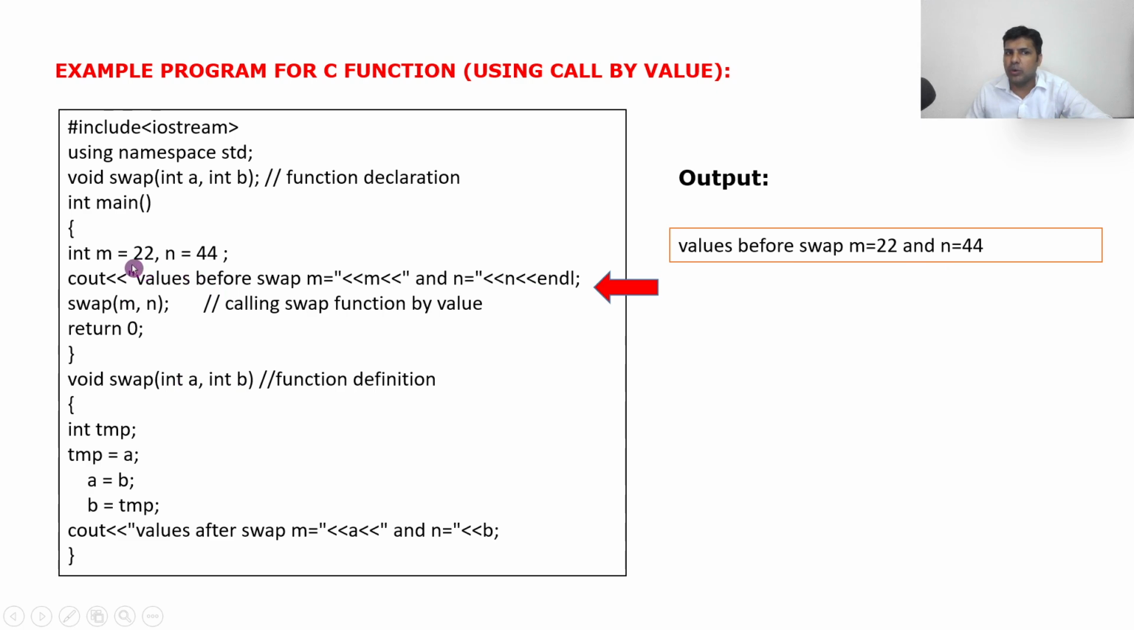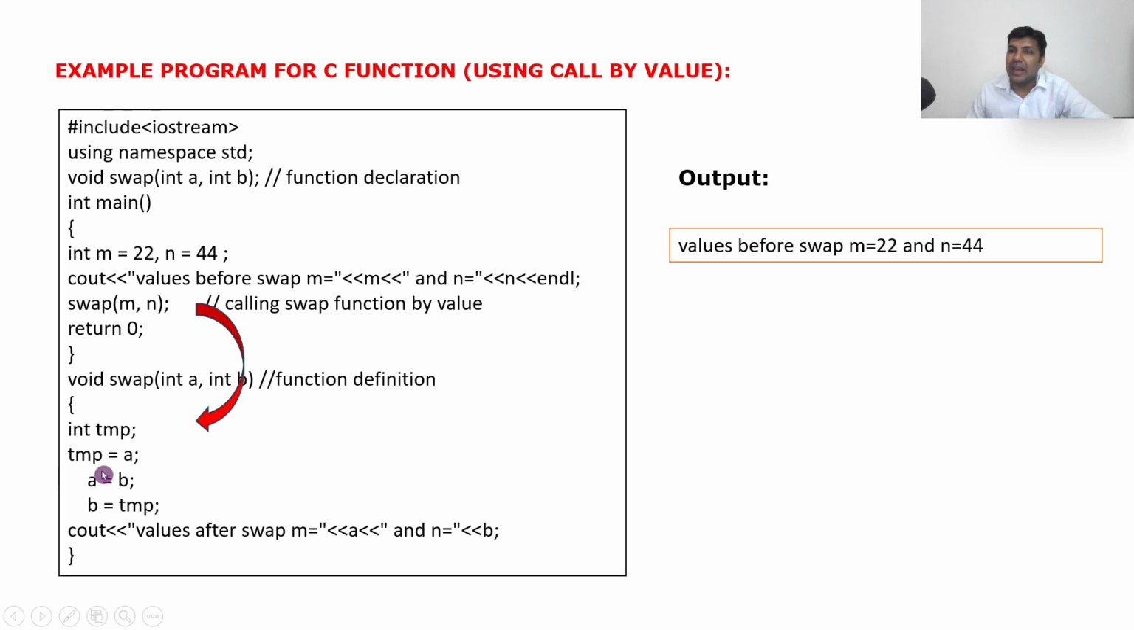When I run this program, m is 22, n is 44. The m value will be stored in a, and the n value will be stored in b, right? Now what happens? The program is about swapping. It shows the values before swapping: m is 22, n is 44, right? So now the m value is passed to a, and the n value is passed to b, right?